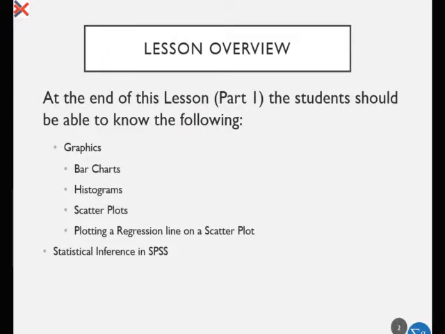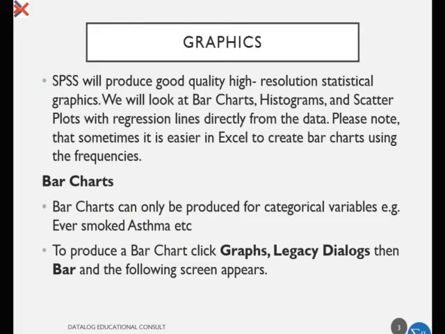At the end of this lesson, the student should be able to do the following. Under graphics, you should be able to plot a bar chart, a histogram, a scatter plot, and plot a regression line on a scatter plot, and also do some statistical inference in SPSS. SPSS will produce good quality, high resolution statistical graphics. We will look at the bar chart, histograms, and scatter plots with regression lines directly from the data.